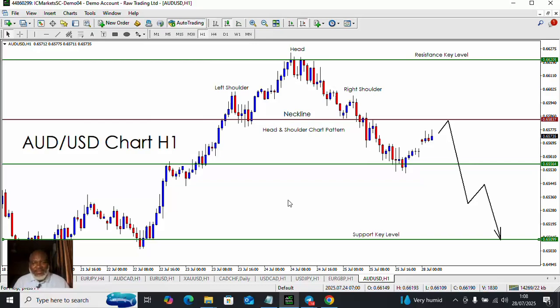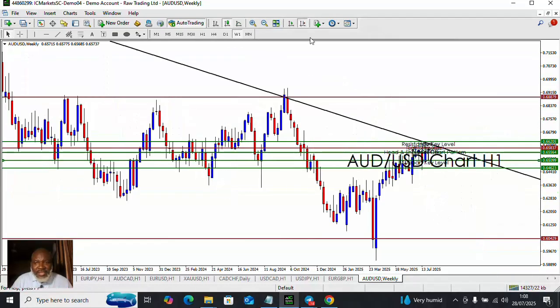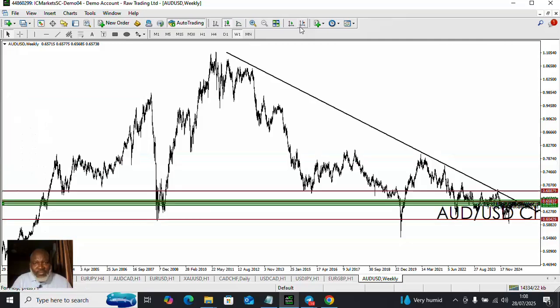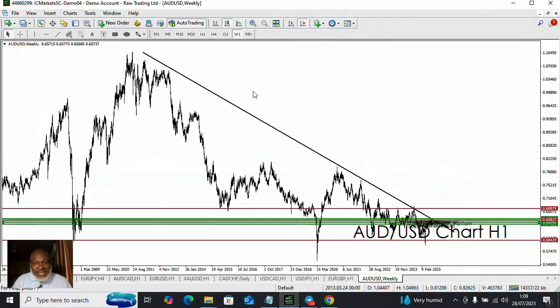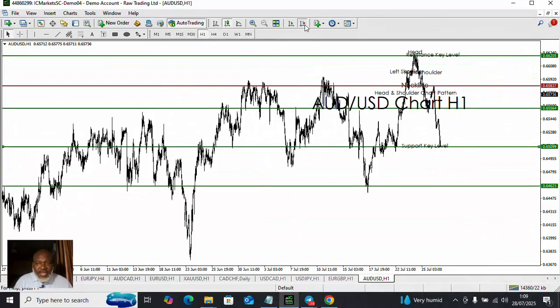So I expect to see further price action to the downside, because if you look at the weekly time frame, you will see that the structure of this market is bearish. The market is making lower lows and lower highs. So we should look out for sell opportunities in this market.